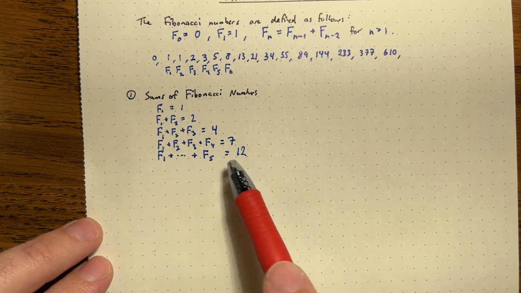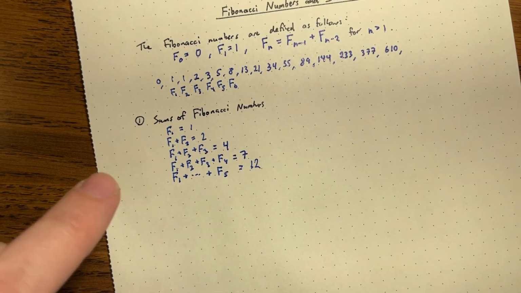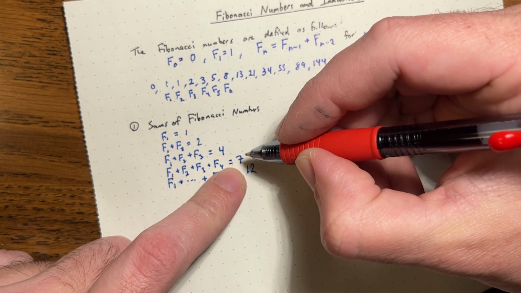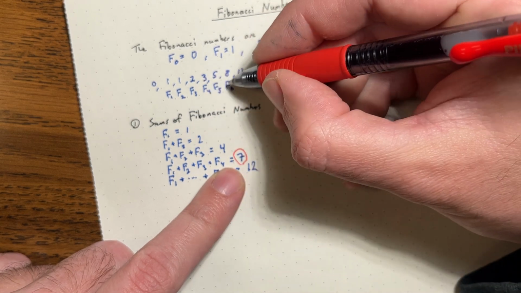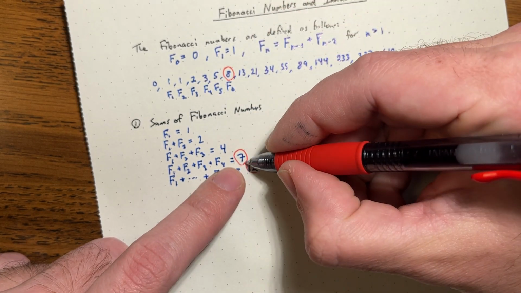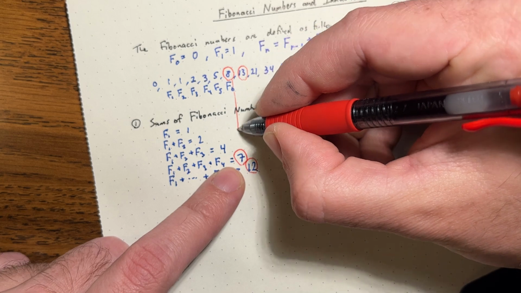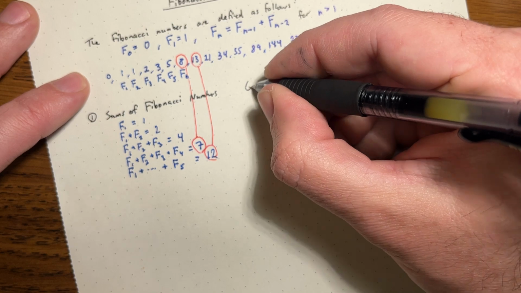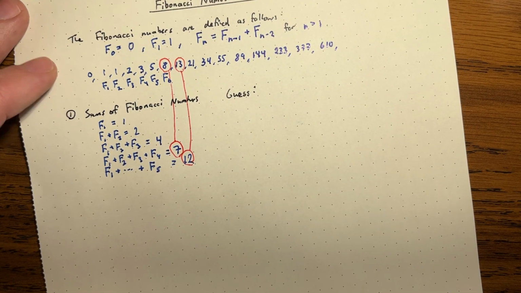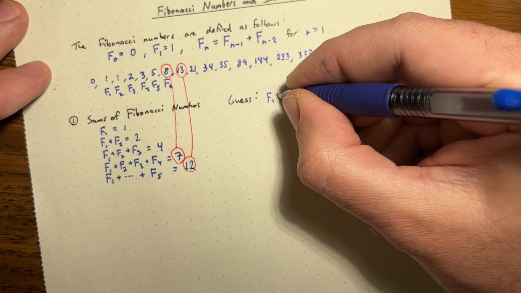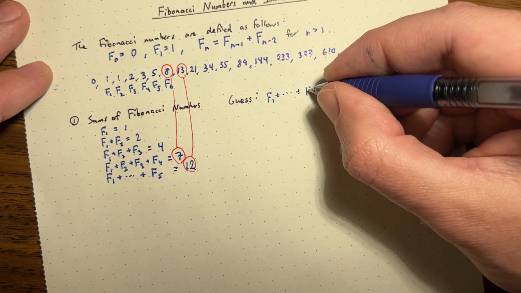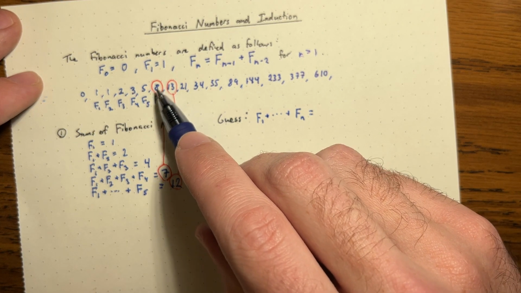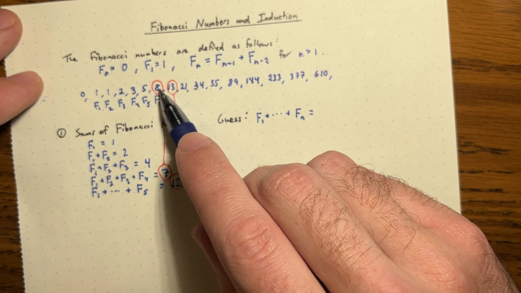I don't notice anything obvious, but now when I look back at this sequence, I notice a few things. So this 7 looks like it's 1 less than 8, and the 12 is 1 less than 13. So maybe that's the pattern there. Maybe the sum of, in fact, yeah, let's guess. So maybe the sum of F1 all the way up to Fn would be 1 less than whatever this Fibonacci number is.